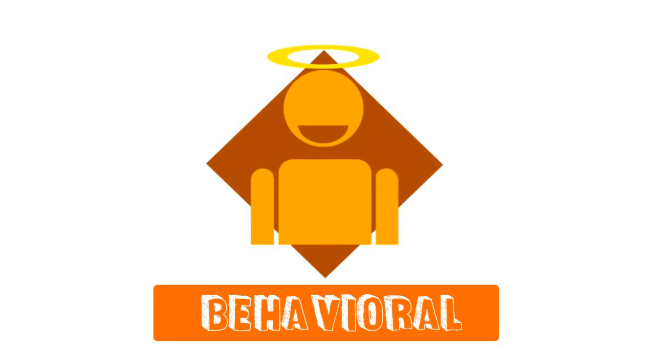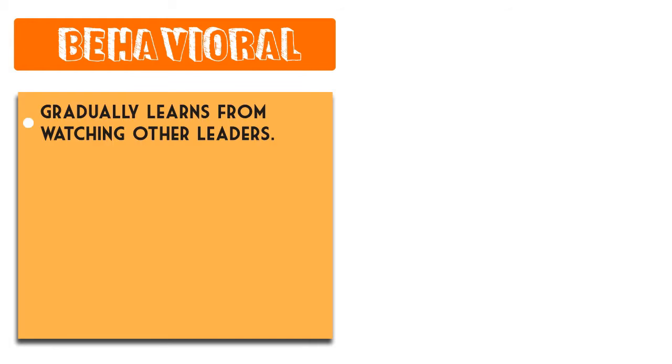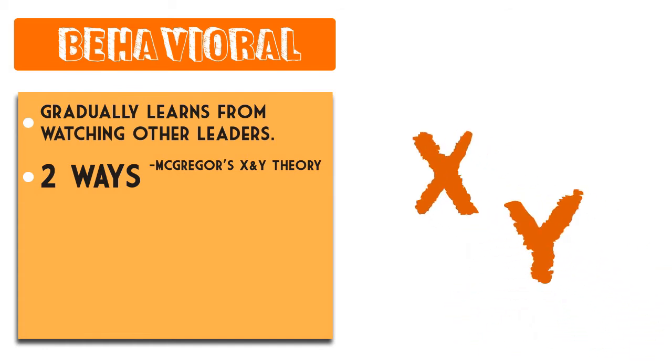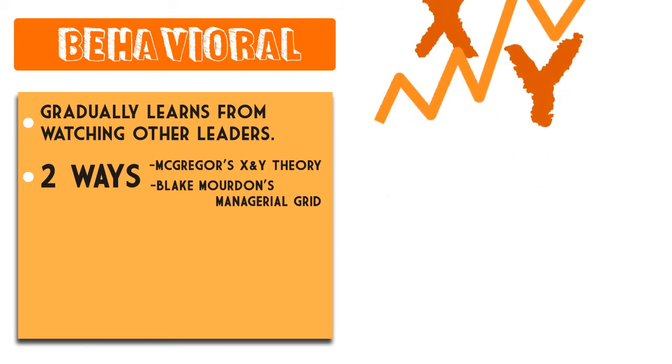Moving forward to our next stream, where the leader focuses on their followers' characteristics, the behavioral theory. Behavioral theory suggests that a person is not born with leadership skills, but gradually learns how to become one from watching other leaders. There are two ways that help us to define this type of approach. These are McGregor's Theory X and Y, which tackles the topic about whether approaching the subordinates positively or strictly, and Blake Mouton's managerial grid, in which the model originally identified 5 different leadership styles based on the concern for people and the concern for production.